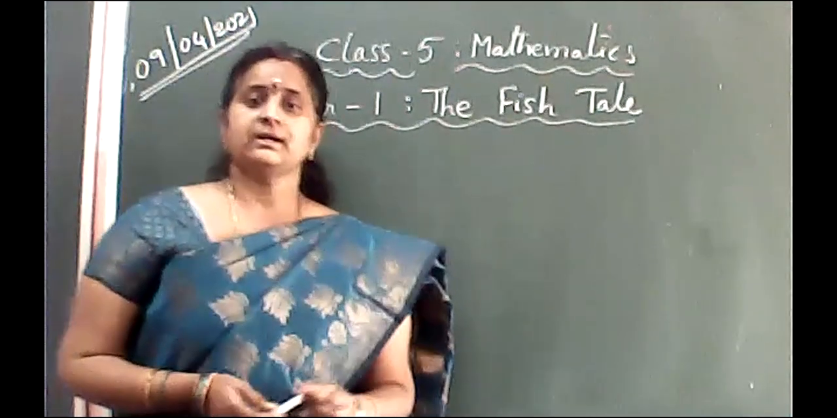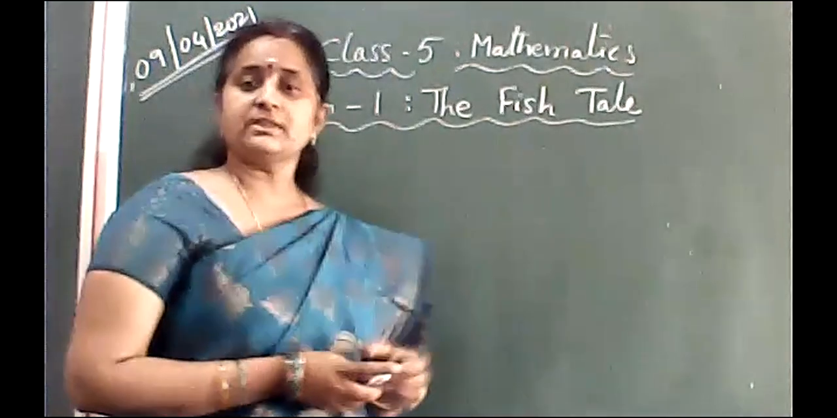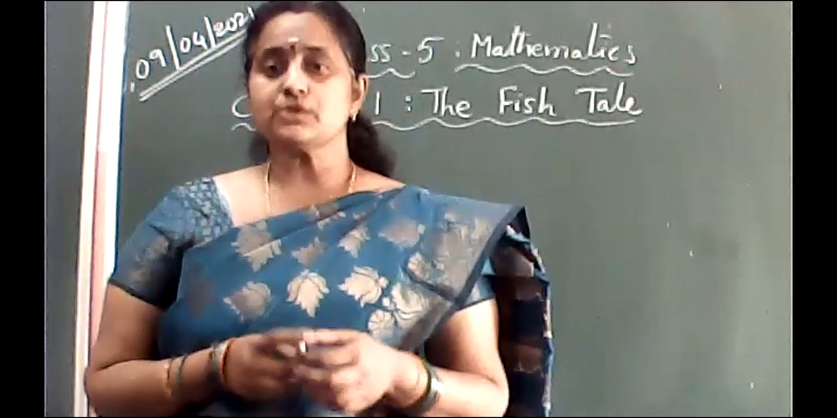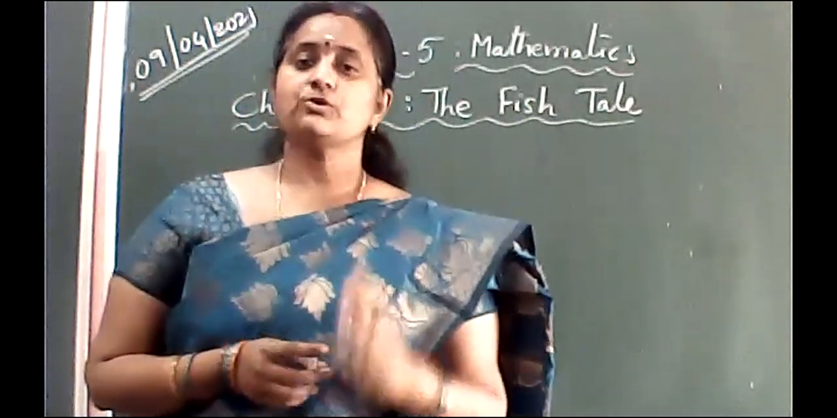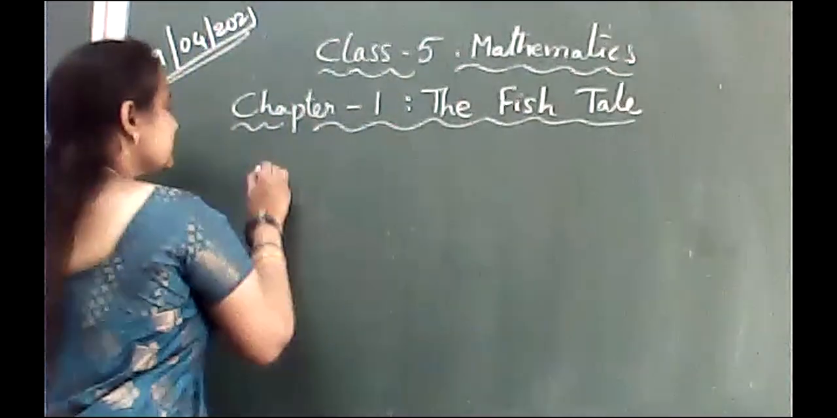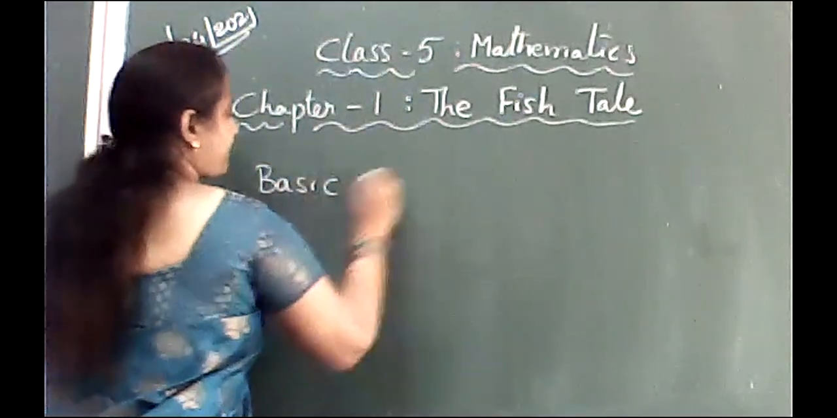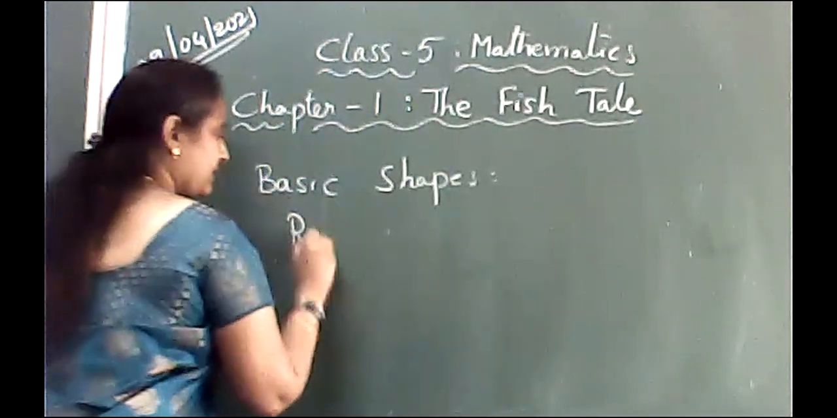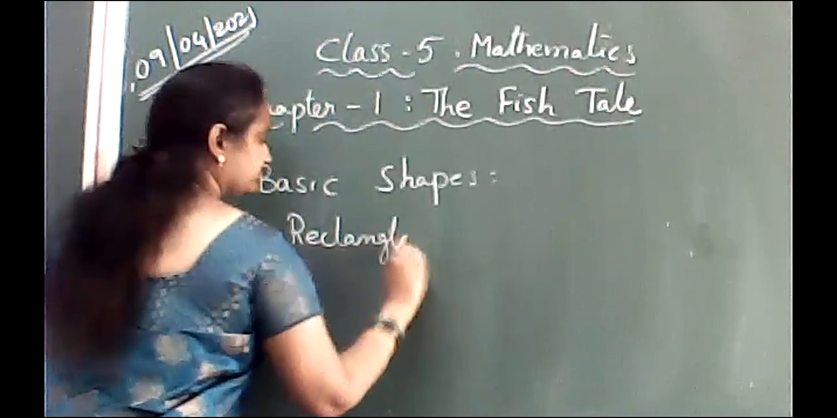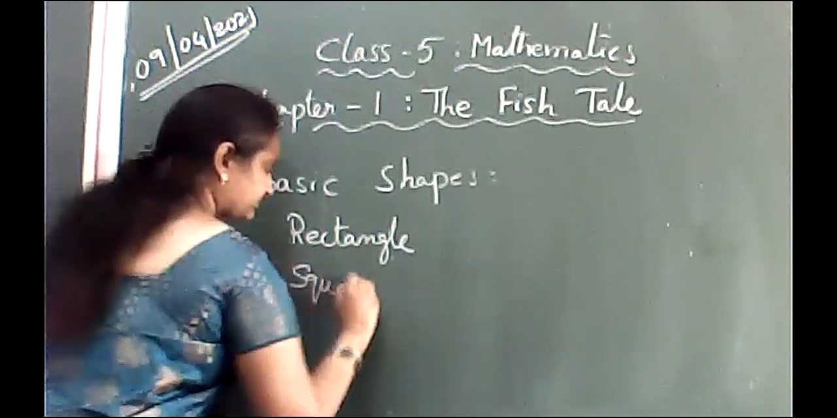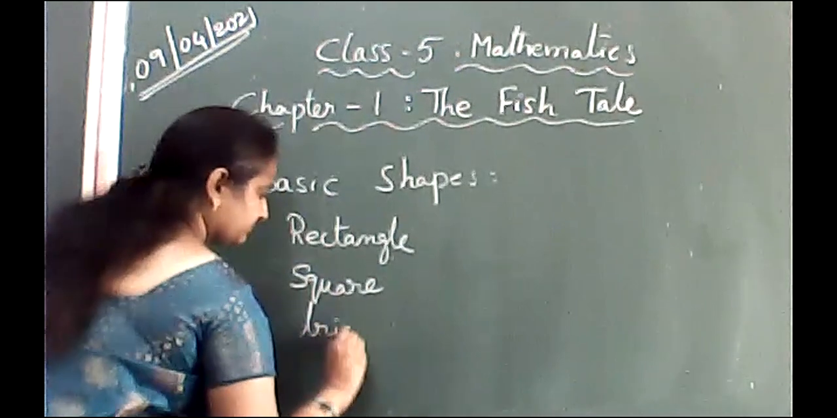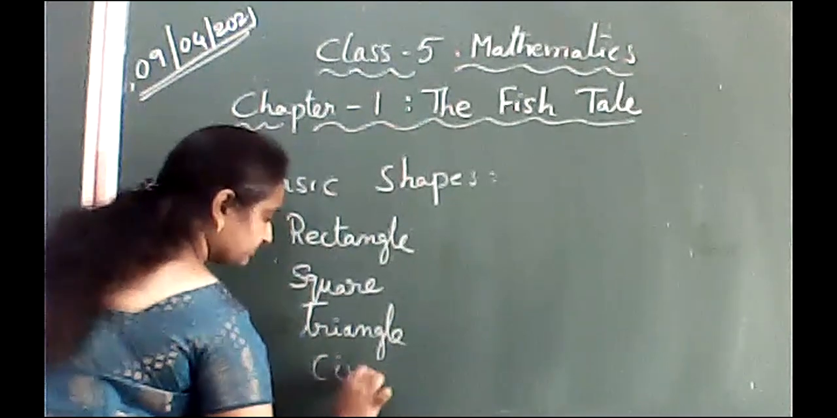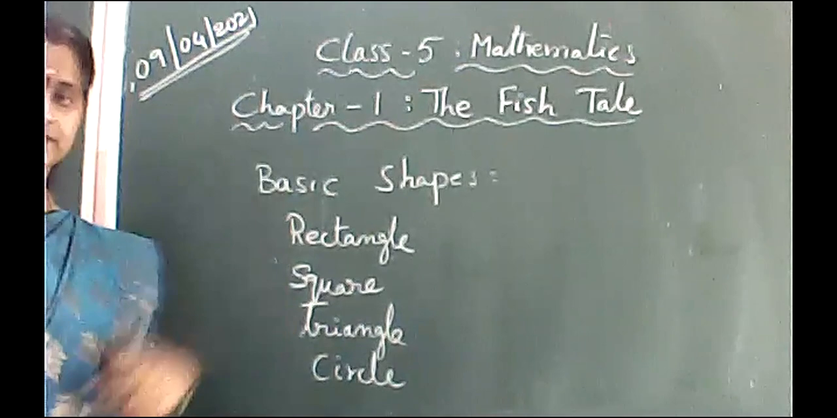Good morning, children. In last class, we started chapter 1, the fish tail. What did we learn in that class? We learned how to draw a fish using basic shapes. So, what are the basic shapes? Rectangle, square, circle, triangle. So these are the main four basic shapes.